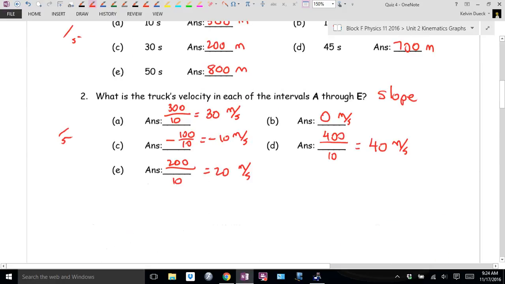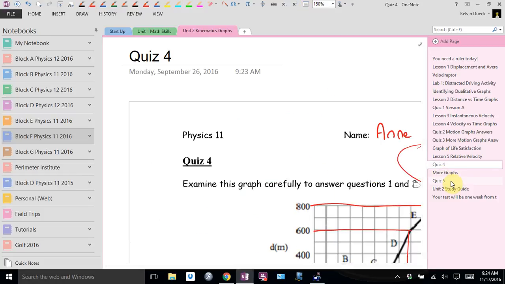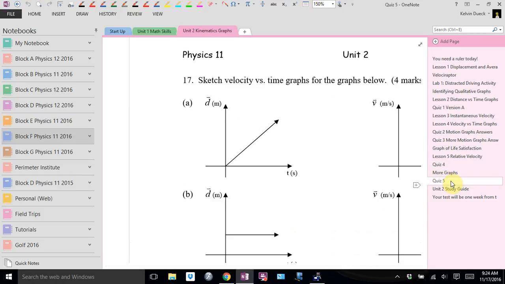I'm not going to count this one. This is for your own personal edification. You can, if you want to, give yourself a score of 24. I'm not going to collect this one. What is due next class, for sure, is quiz 5. You are going to get a bit of homework this weekend if you don't get it done today or during Flex. Okay, let me just pause the video.